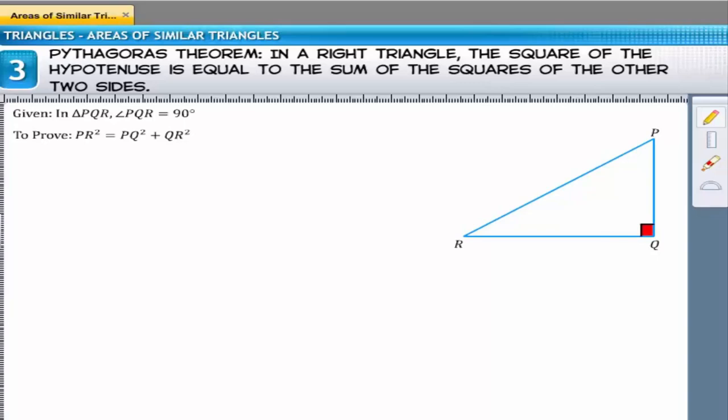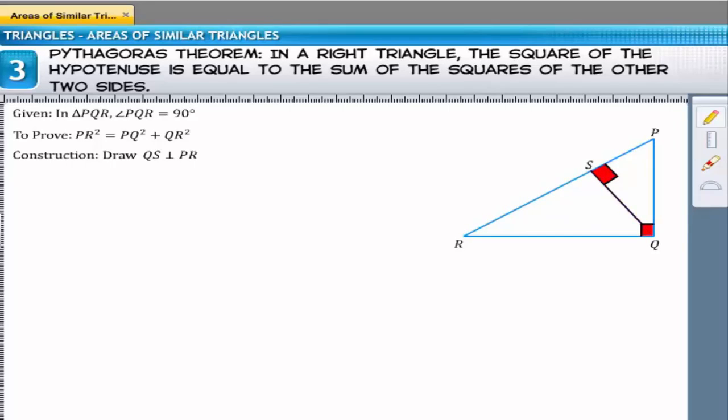Now, let's draw a perpendicular from the vertex Q to PR. Name it QS. The perpendicular QS divides the side PR into PS and SR. We now have two triangles, RSQ and PSQ.